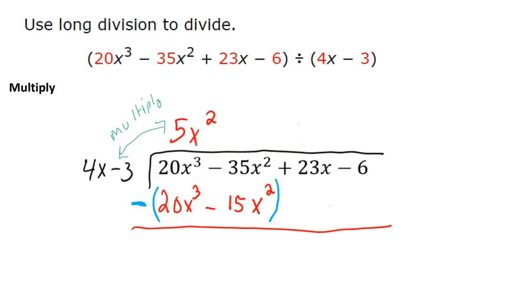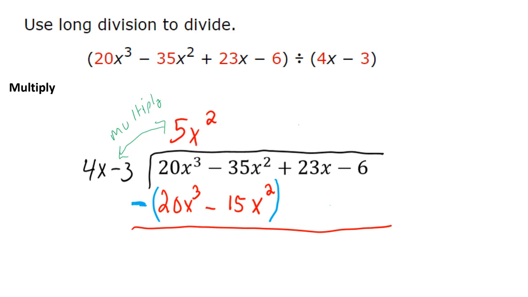Okay. So when I do that, 5x squared to the 4x, again, I get the 20x cubed. And then I have a 5x squared to the negative 3. So 5 times the negative 3 is a negative 15. And the x squared times just 1 is just the x squared. Okay. So this is my polynomial that I got from my multiplication.